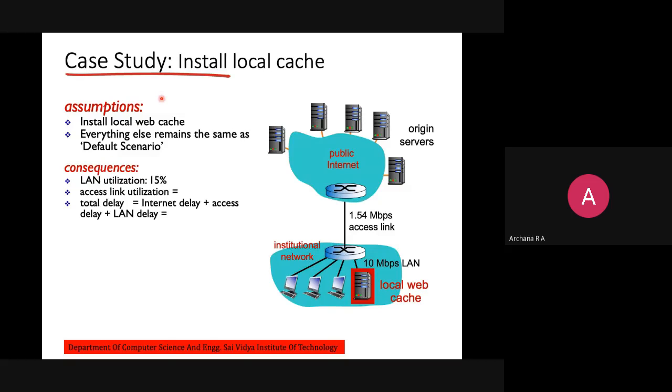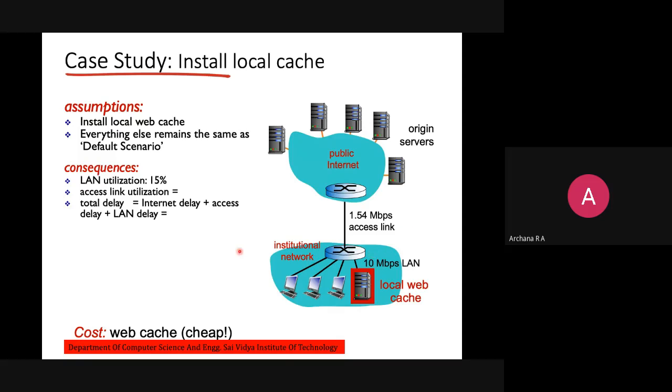So now, the LAN utilization already exists. It is about 15%. But what about the access link utilization? The web cache is said to be cheap. Usually, if you have a good local area network for your organization, you can keep a local web cache. Whatever files come from the server, you can keep a copy in your local web cache that is connected to your institutional network. This is very cheap compared to increasing the access link rate.